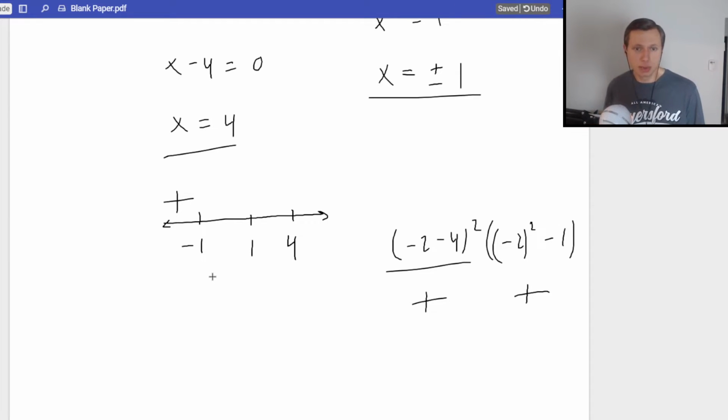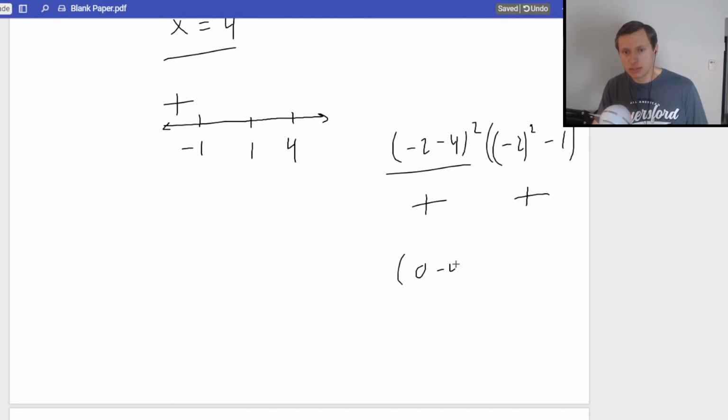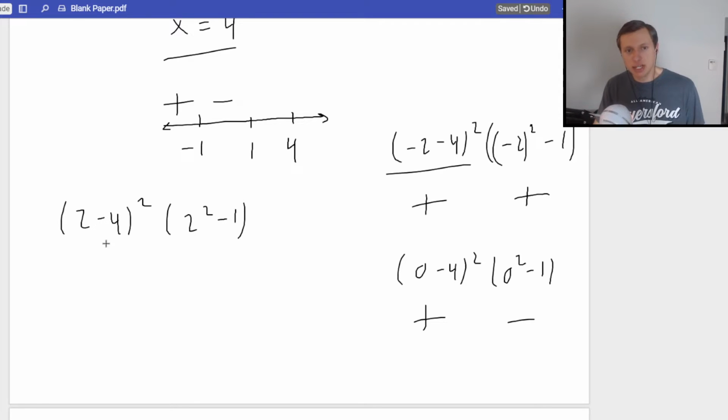Now I need to pick a number between -1 and +1. I'm going to choose 0. So that would be 0 minus 4 squared times 0 squared minus 1. 0 minus 4 squared, that's -4 squared, which is +16. So positive there. 0 squared minus 1 is going to be 0 minus 1, so negative. So we see negative for that region. Now let's just keep plugging in. I plug in x equals 2 next for the middle region there. 2 minus 4 squared times 2 squared minus 1. That's going to be -2 squared, which is still positive. 2 squared minus 1 will also be positive, so that region's positive.